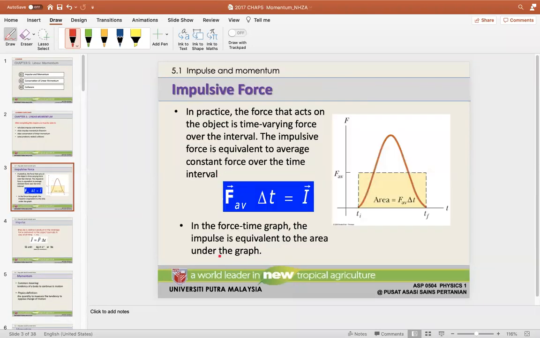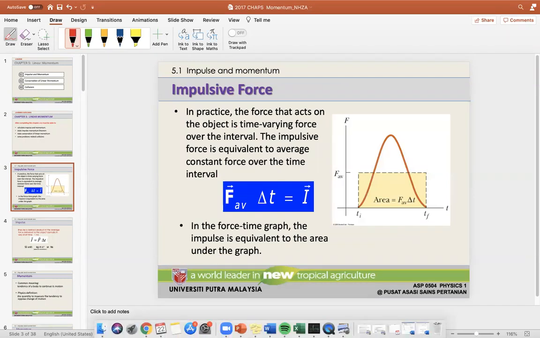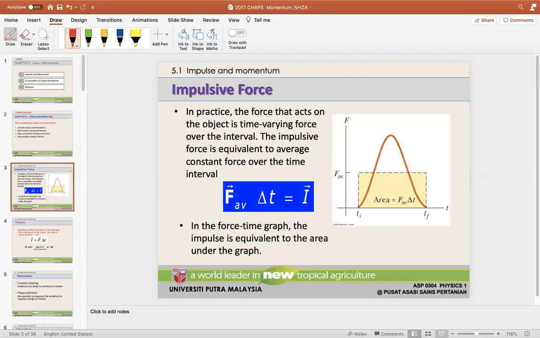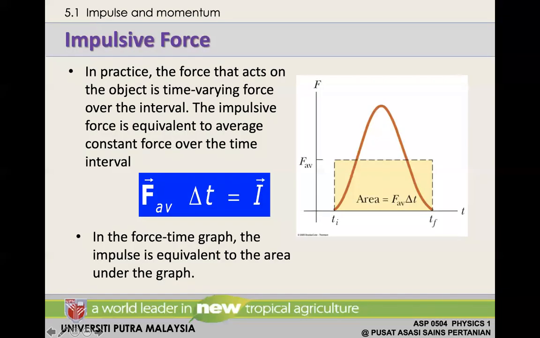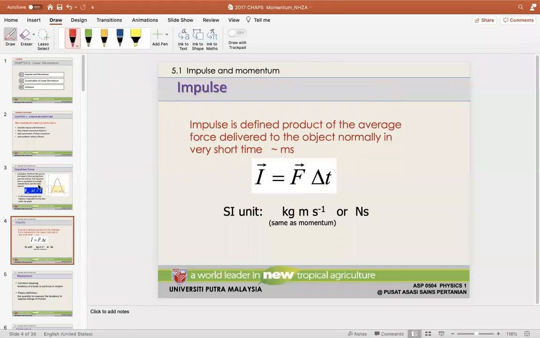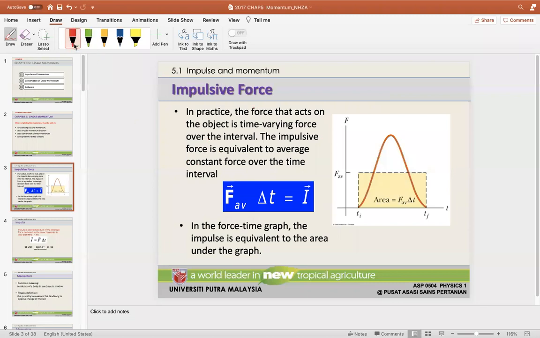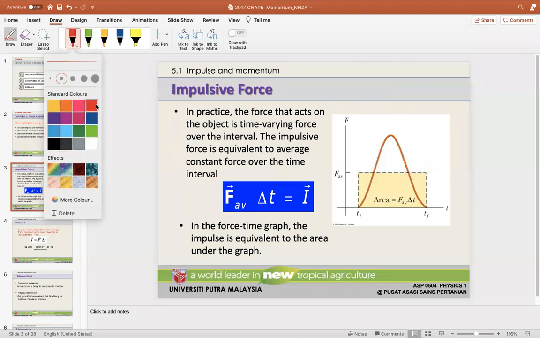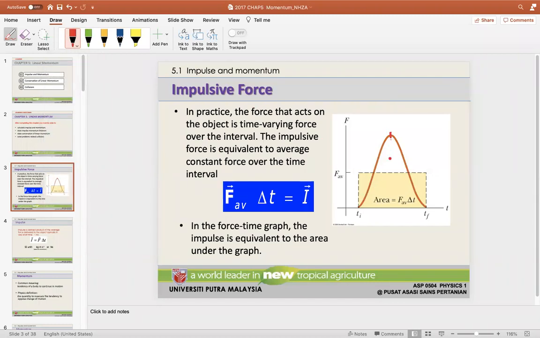So this collision can be represented by a graph as always. Physics always loves graphs. So here we had the force. The force was increasing over time and it reached a peak here. Oh, susah lah tak pakai drawing. Okay, let me do this. Red. Okay, so the force reached a peak at T something. Let's say at T equals to 0.1 millisecond.